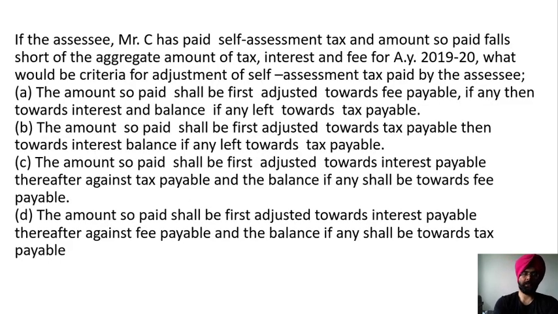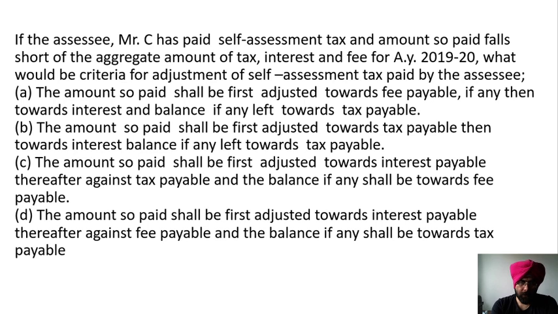If the assessee Mr. C has paid self-assessment tax and the amount so paid falls short of the aggregate amount of tax, interest and fee for assessment year 19-20, what would be the criteria for adjustment of self-assessment tax paid by the assessee? So the self-assessment tax paid is less than the amount of tax, interest and fees due from the person. How would this amount be adjusted?